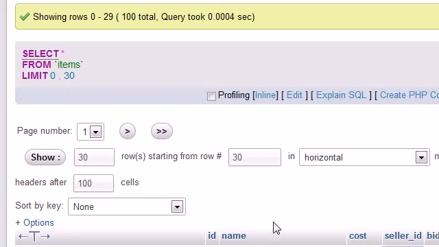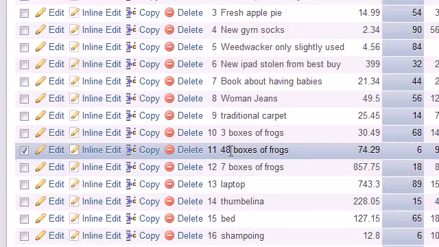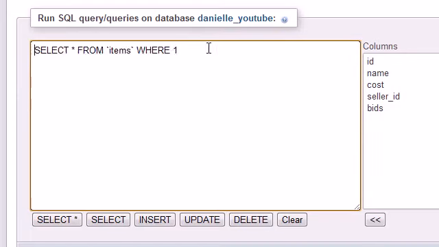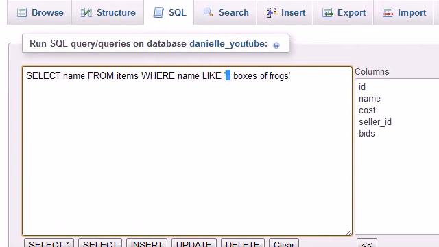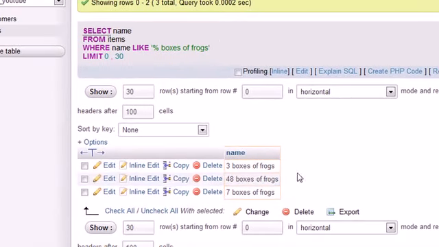Make sense? Now, what if we did want to include that 48 boxes of frogs? Well, if we did want to include that, then we would need to put the percent sign instead of the underscore. So again, whenever we use the percent sign in our query, it's going to include everything. It doesn't only have to be one or two characters, but it could be 100, 1,000, it could be like 57 characters if it wants. Again, like I said, the percent sign means anything and the underscore means one character.